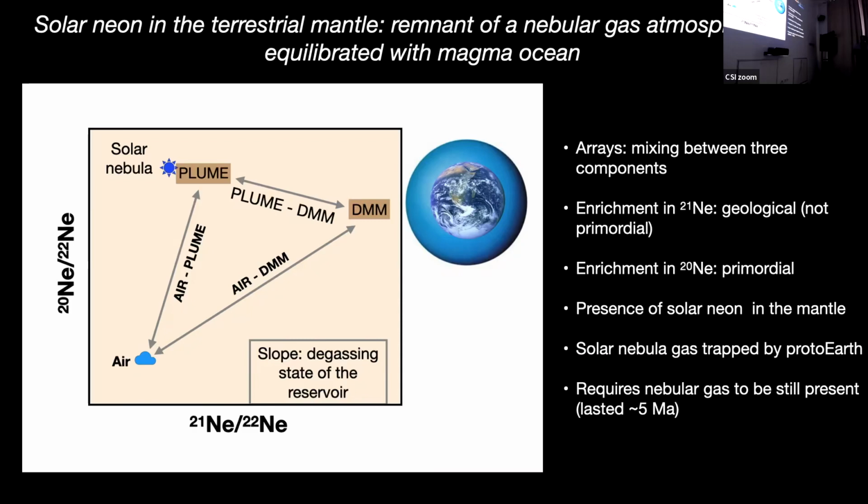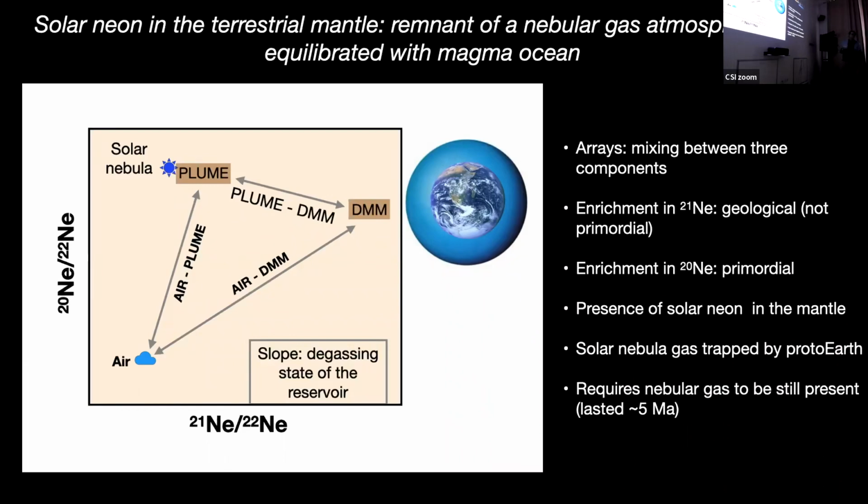This nebular gas triggered some greenhouse melting of the Earth, and also the heat of accretion melted large quantities of the silicate as a magma ocean, and this nebular gas equilibrated for neon with the mantle. And the mantle solidified, and now nebular neon is still present.